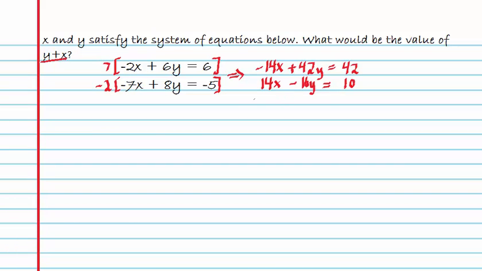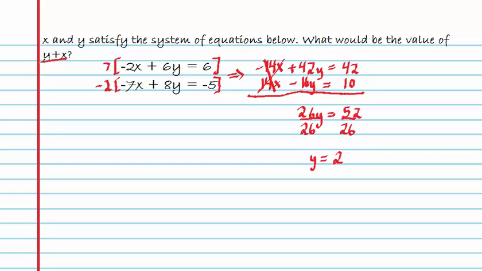At this point, I'm ready to combine my equations, and if you notice, the x's are going to eliminate. -14x and positive 14x, that makes 0x, so we say that these two terms cancel out. 42y minus 16y is 26y, so I bring that down, 26y, equals 42 and 10, both of these are positive, so that makes 52. Then when I divide both sides by 26, I get that y equals 52 divided by 26, which is 2. So I figured out my y value.